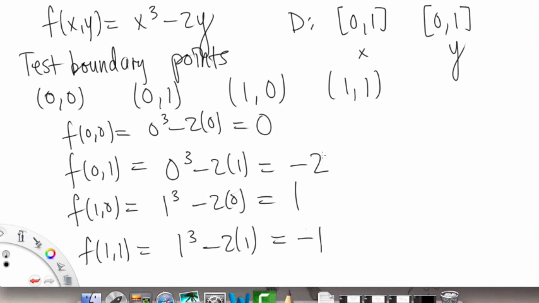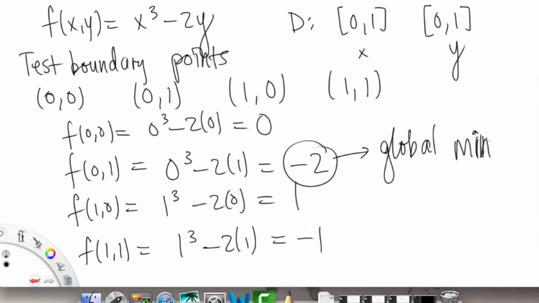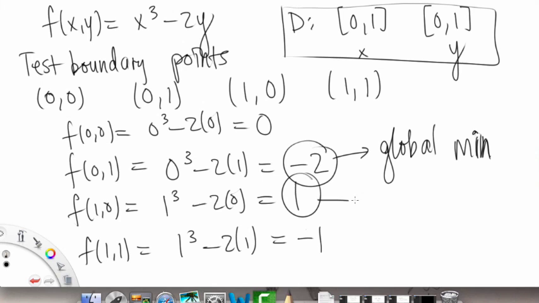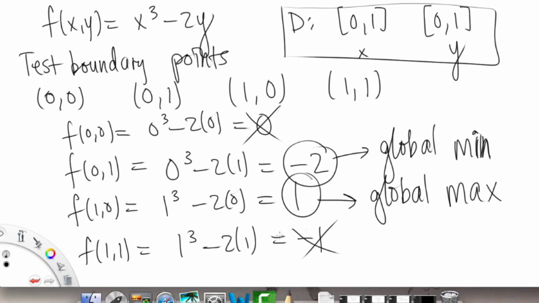So here, we see that negative 2 is the lowest value that we got, so that's going to be our global minimum. Not local, but global, because we're talking about the domain that we were given. On this domain, this is the lowest point that we see. And then the highest point that we see is this positive 1. It's not too positive, but it's the highest one here, so this is going to be our global maximum. These other points are kind of just there. They don't go as high or as low. So that's pretty much it.